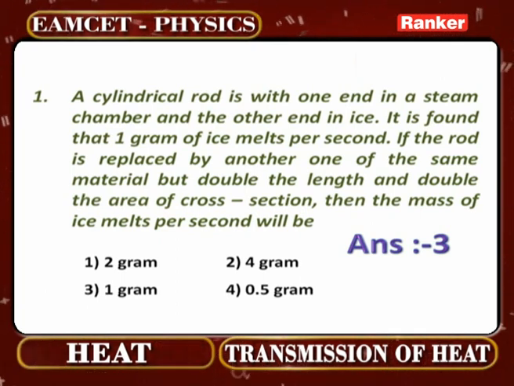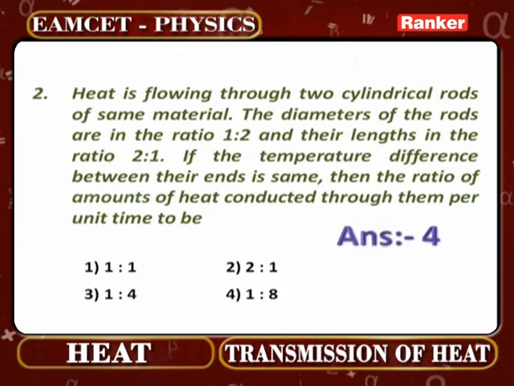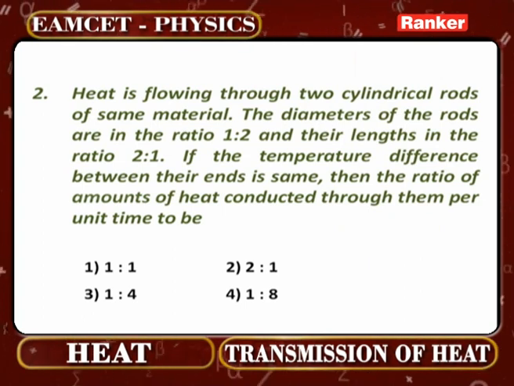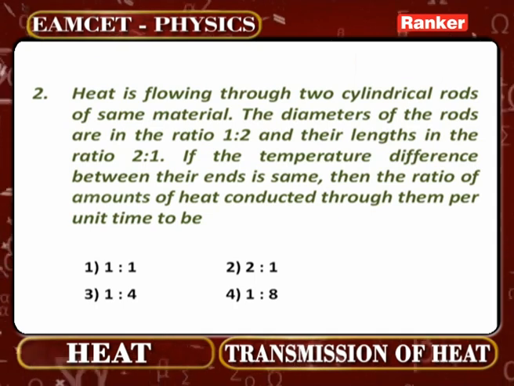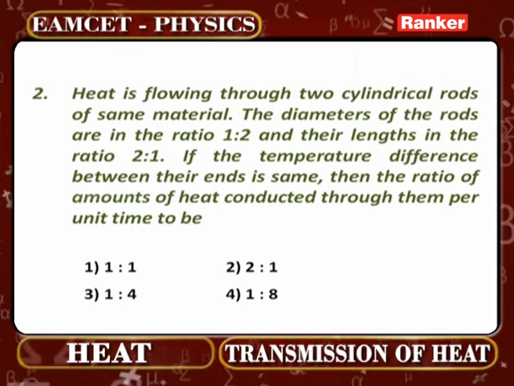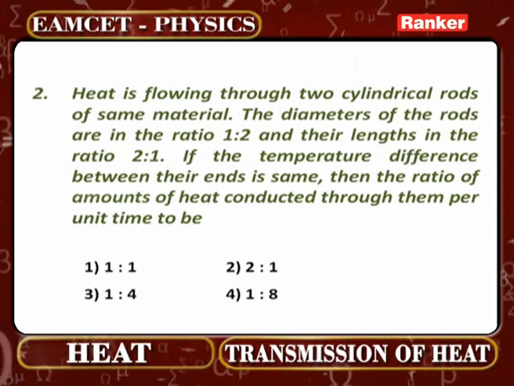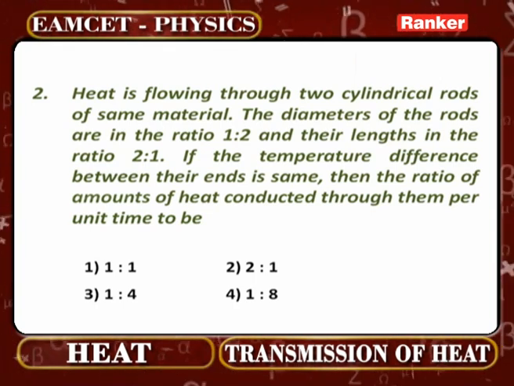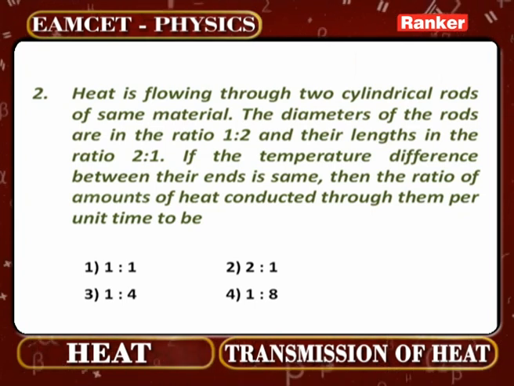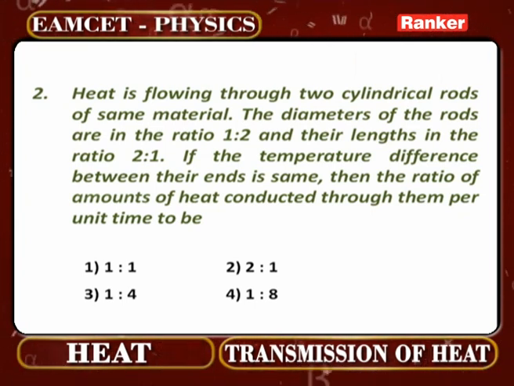Now let us check the second problem, please. The problem says heat is flowing through two cylindrical rods of the same material. The diameters of the rods are in the ratio 1:2 and their lengths are in the ratio 2:1. If the temperature difference between their ends is the same, then what is the ratio of the amounts of heat conducted through them per unit time?